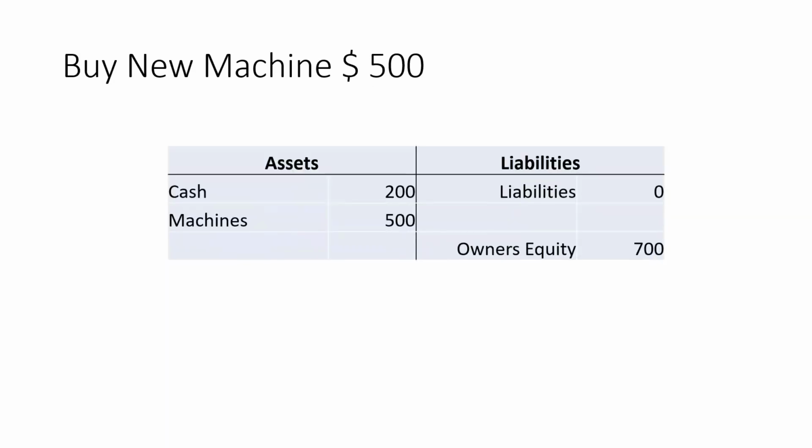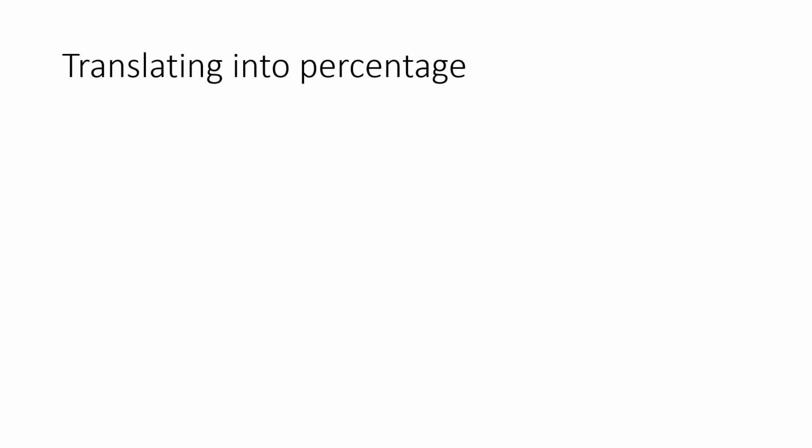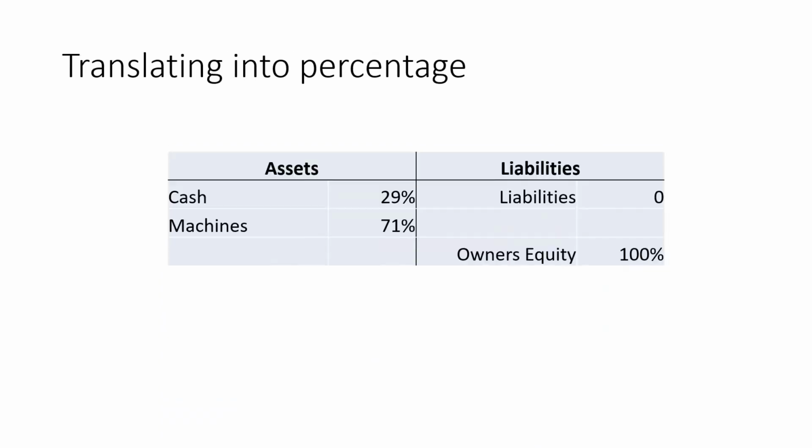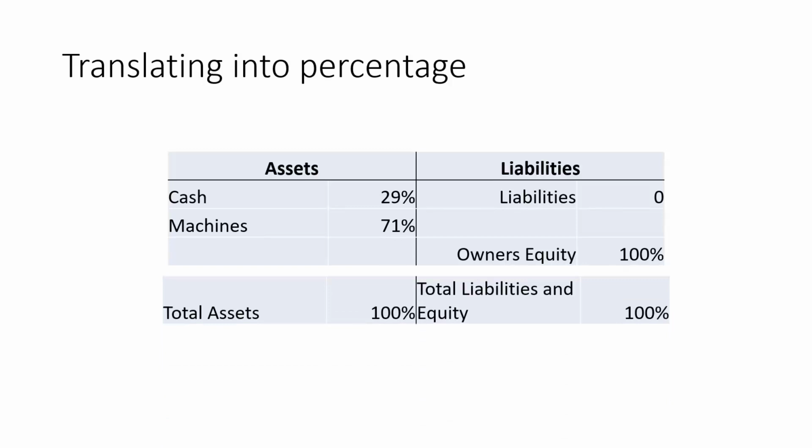Now the next step we did was buy a machine for $500. So our cash decreased to 200, machines increased to 500, and owner's equity was still 700. To express this in common size, cash was now 29%, which is 200 divided by 700 times 100, and the remaining 71% is machines. On the other hand, owner's equity is still 100% of total assets, and total assets are 100% of total assets, and total liabilities and owner's equity are 100% of total assets.